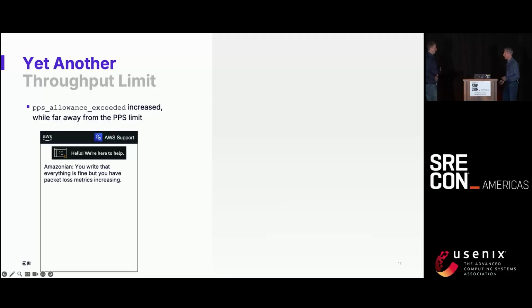Welcome to AWS Premium Support. My name is Steffen, and I'm happy to assist you today in your case. I understand that you observed a packet per second allowance exceeded counter to increase on an instance that is orders of magnitude away from its throughput limit. Please correct me if I misunderstood your query. You understood it correctly.